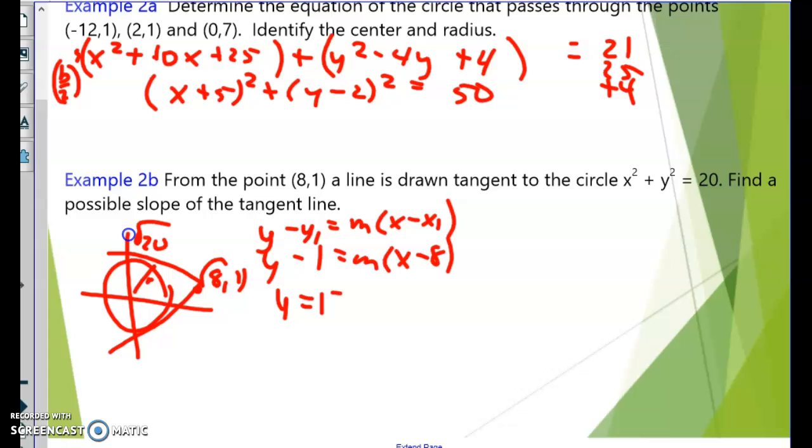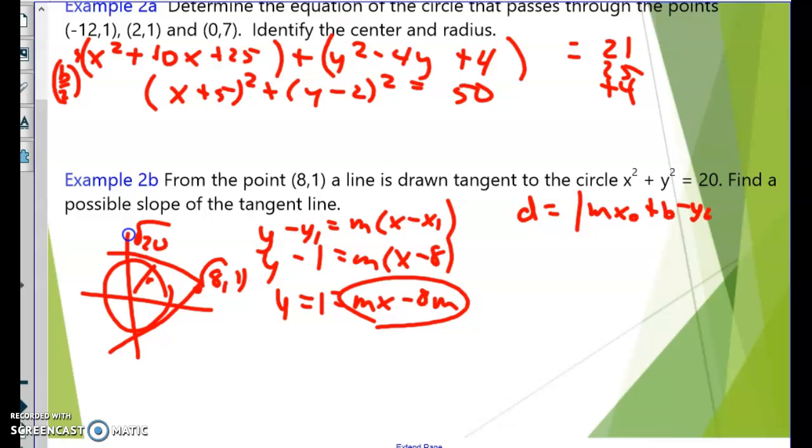And I get that my slope is going to be this idea right there. And I'm going to be using that here in a little bit. So let me go back and write that formula down for you. It said that d equals x sub naught, m slope times x sub naught plus b y sub naught, all over the square root of 1 minus m squared.